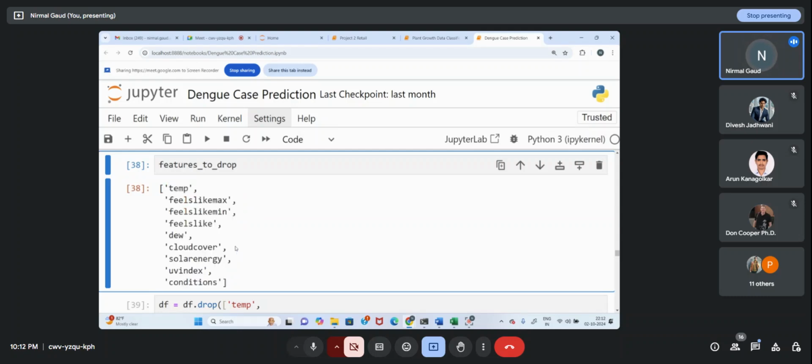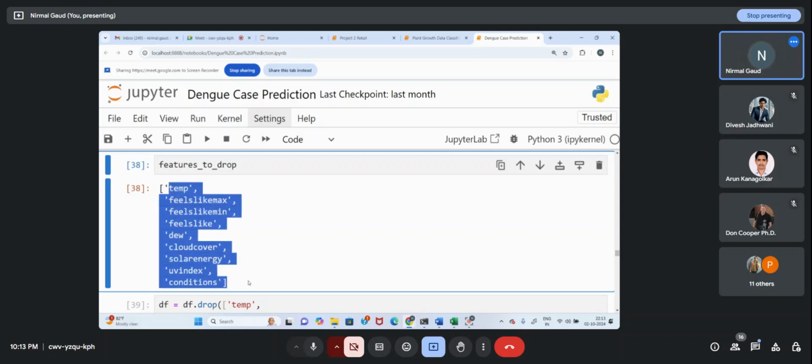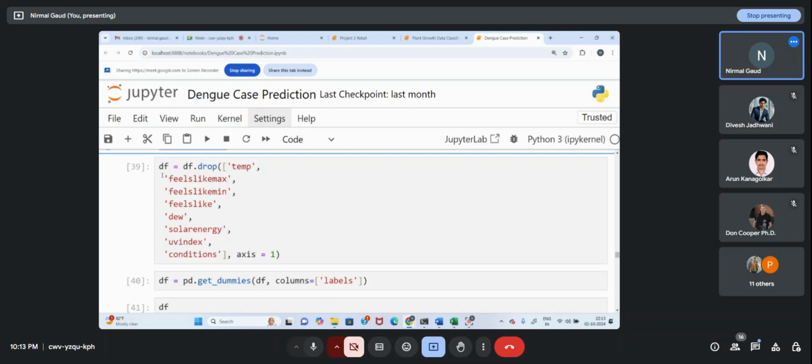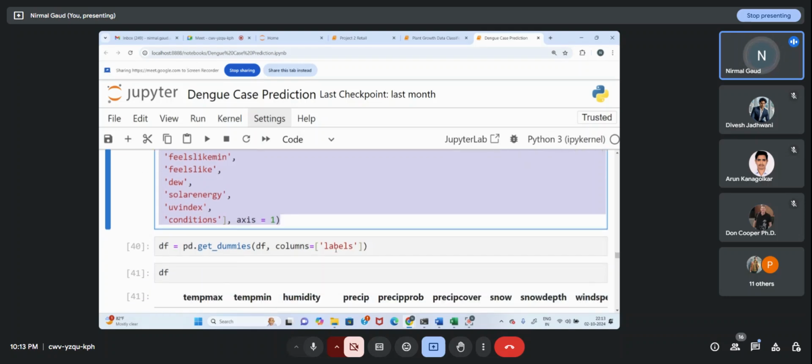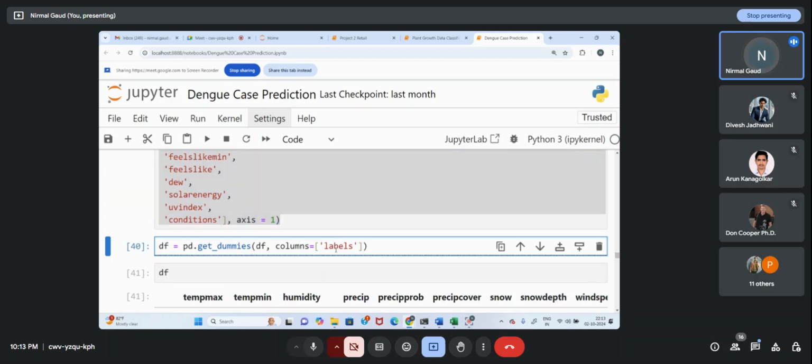Temperature feels like max, feels like min, feels like dew, cloud cover, solar energy, UV index, condition. So these are the features which I got showing correlation, so I dropped them. Okay, that's what I did. Dropped. I am having label. See, label is one of the features present in the data.